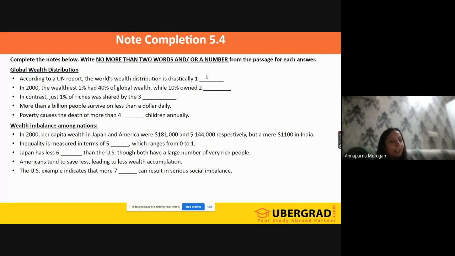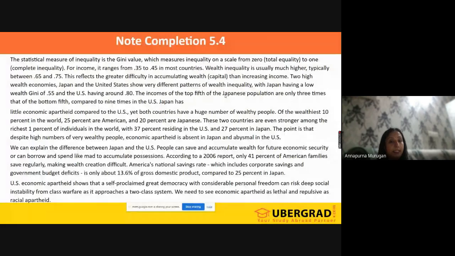It is unequal. And see the way the sentence gives it. It's such a small sentence, but we have one complete sentence here. In 2000, the wealthiest 1% had 40% of the global wealth, while 10% owned something. What did they say? In 2000, the wealthiest means superlative. The wealthiest 1% had 40% of the global wealth, while 10% owned something. How much? Let us see.